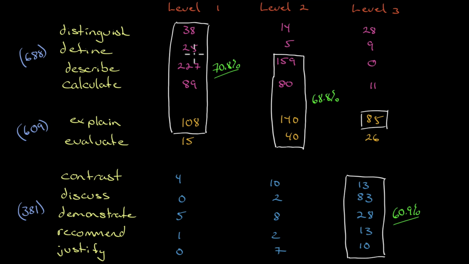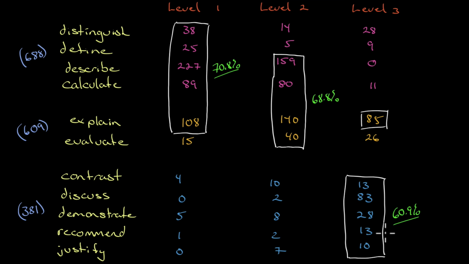Notice there's some overlap here with describe and calculate, but it falls off, 227 down to 159. Calculate is about the same, but look what happens over here. Explain takes on more prominence. Evaluate takes on more prominence as well. In fact, these 4 keywords at level 2 are almost 70% of all the keywords at level 2. And level 2 has 609 action words, and these 4 represent 70% of those 609.